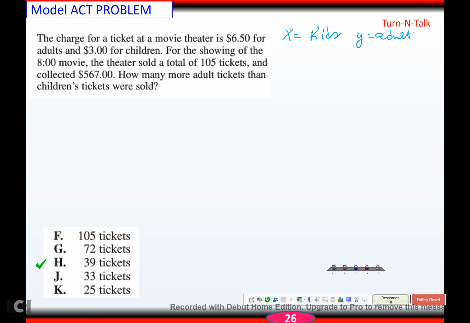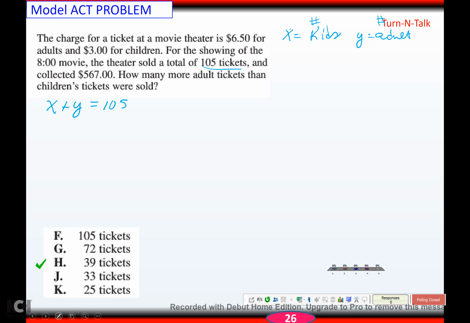And what you do is you find your two totals. There's a total of 105 tickets. Well, if this represents the number of kid tickets and this represents the number of adult tickets, then the number of X tickets plus the number of Y tickets has to equal 105 tickets. So my first equation is X plus Y equals 105.